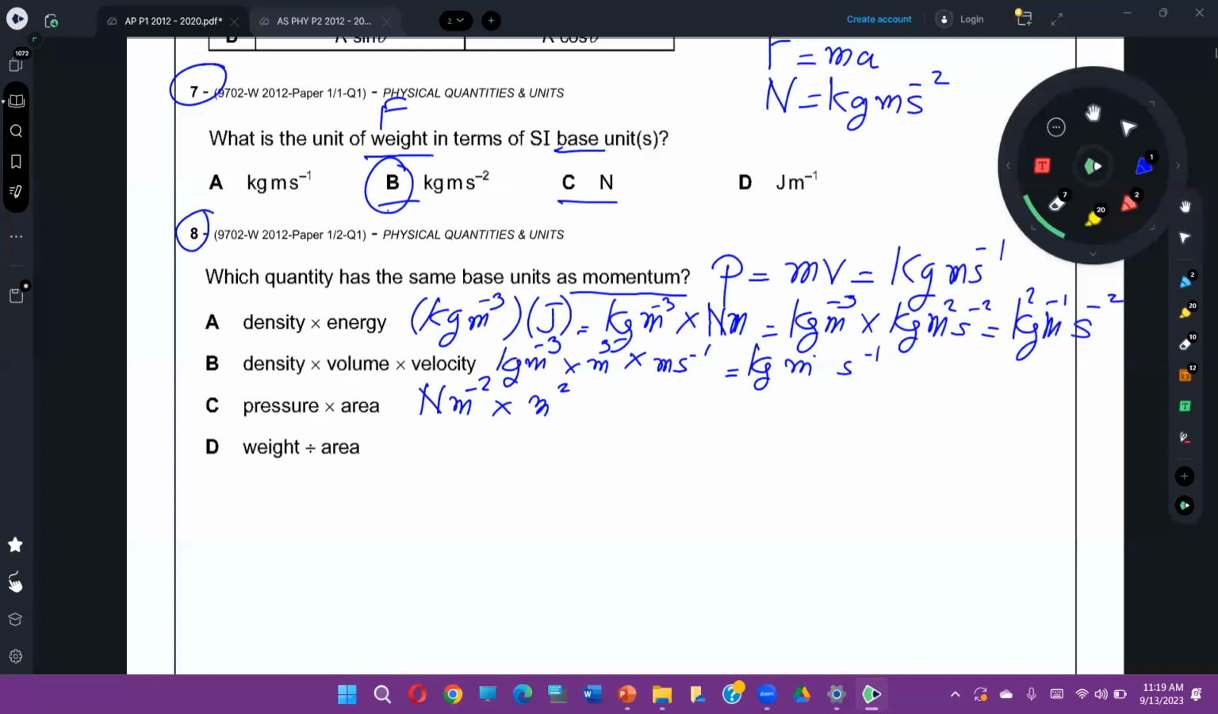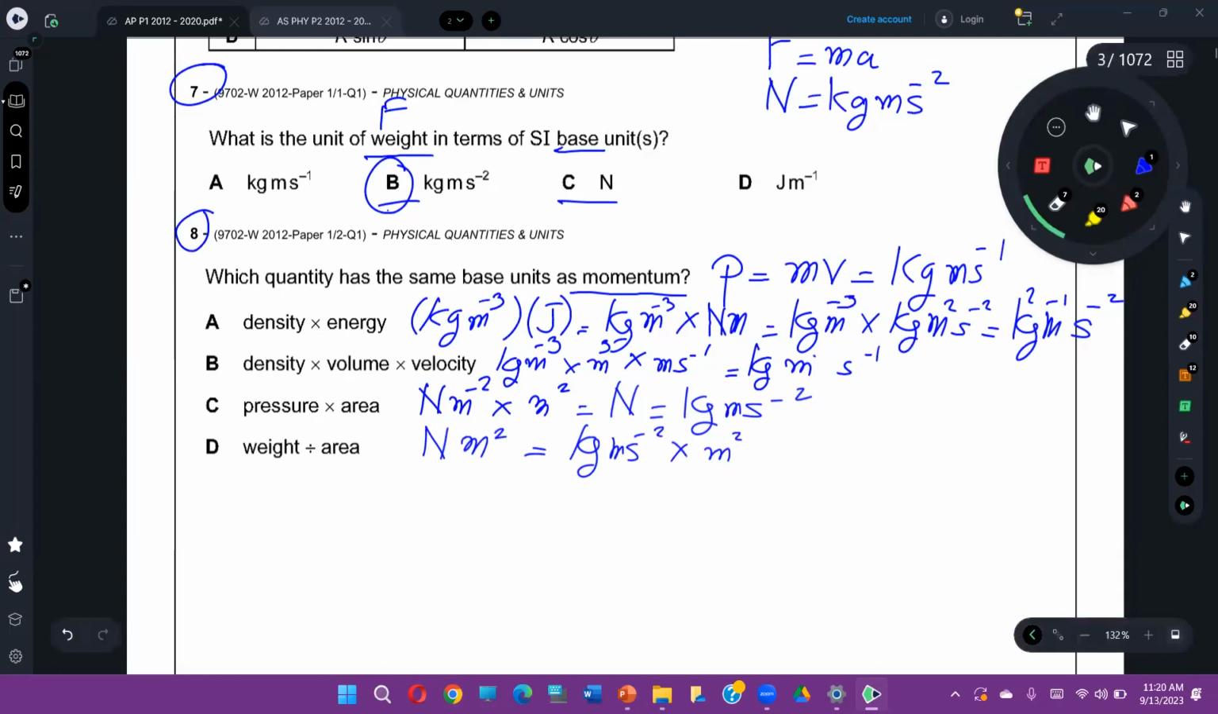D, weight into area. Is it Newton into meter square? kg m s⁻² into m⁻², so if you divide it, Newton per meter square, kg m s⁻² into meter square. kg m⁻¹ s⁻². No one else is speaking. kg m⁻¹ s⁻².